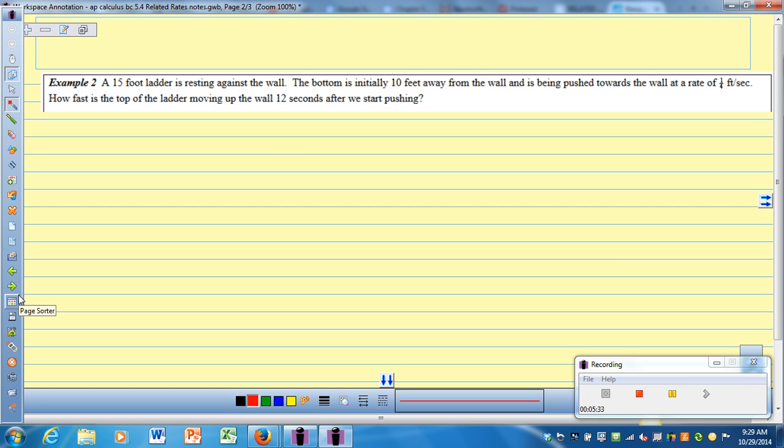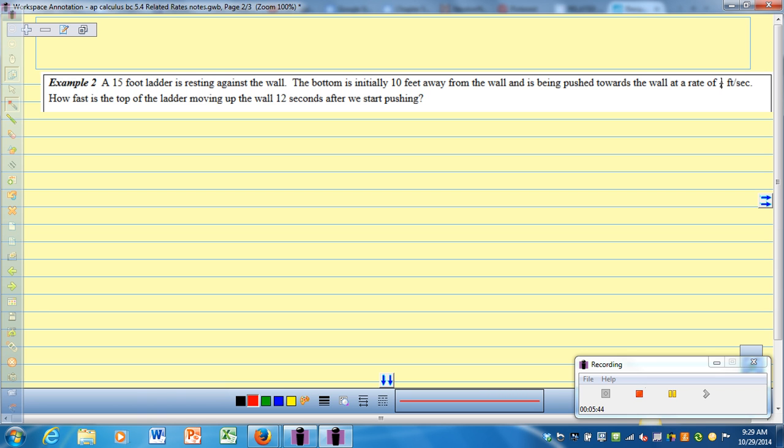All right, so our next one. A 15-foot ladder is resting against the wall. The bottom is initially 10 feet away from the wall and is being pushed towards the wall at a rate of 1/4 feet per second. How fast is the top of the ladder moving up the wall 12 seconds after we start pushing? There's a lot going on.